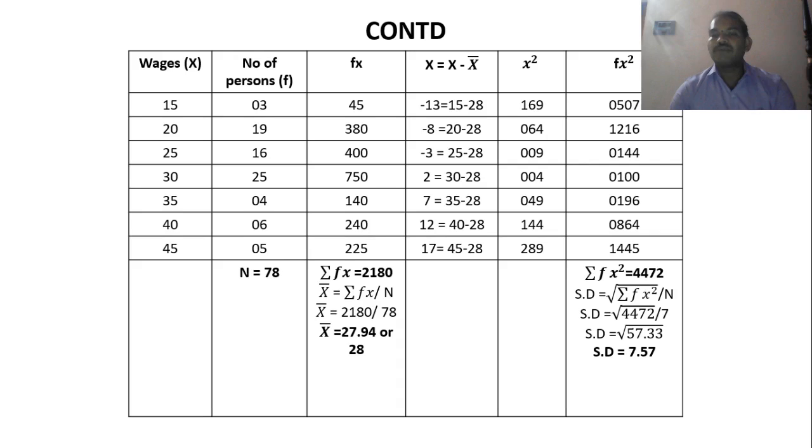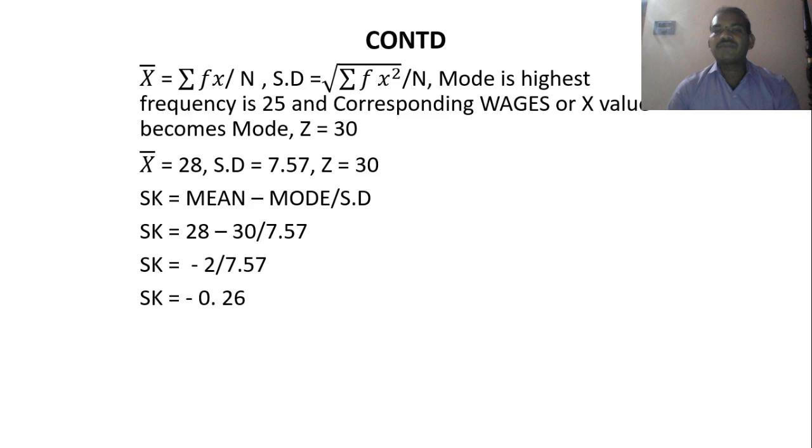Standard deviation is equal to the square root of sigma fx square divided by n, which is the square root of 4472 divided by 78, that is the square root of 57.33. Standard deviation is equal to 7.57. Again, mode is the highest frequency, which is 25, and the corresponding wage x value becomes mode Z is equal to 30. Mean is equal to 28, standard deviation is equal to 7.57, Z is equal to 30.